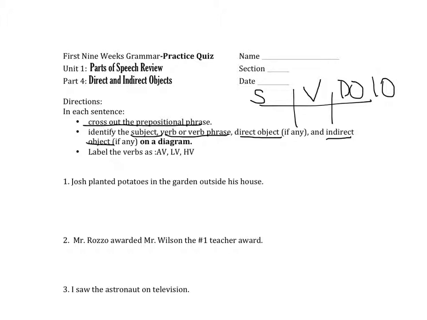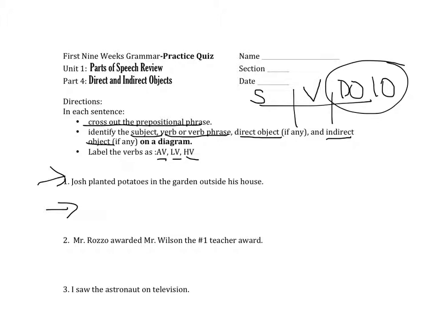Please label direct and indirect objects with DO and IO so I know that you know the difference between the two. There may not be any direct or indirect objects. Finally, I want you to label the verbs either up in the sentence or down on your diagram as action verb, linking verb, and helping verb.